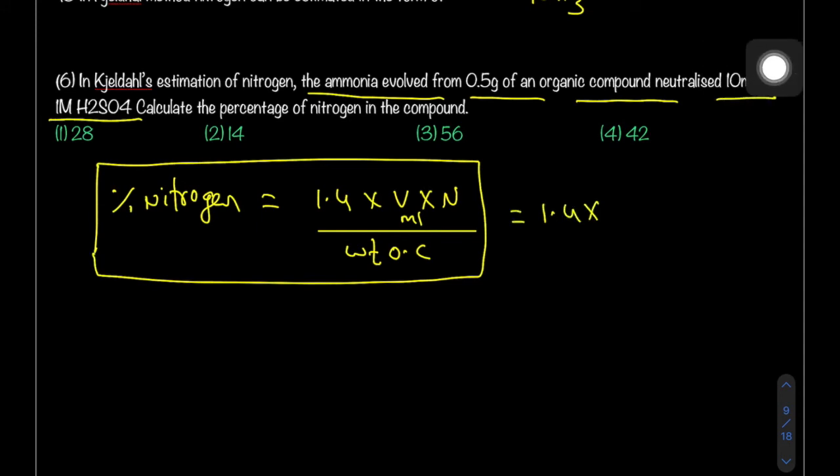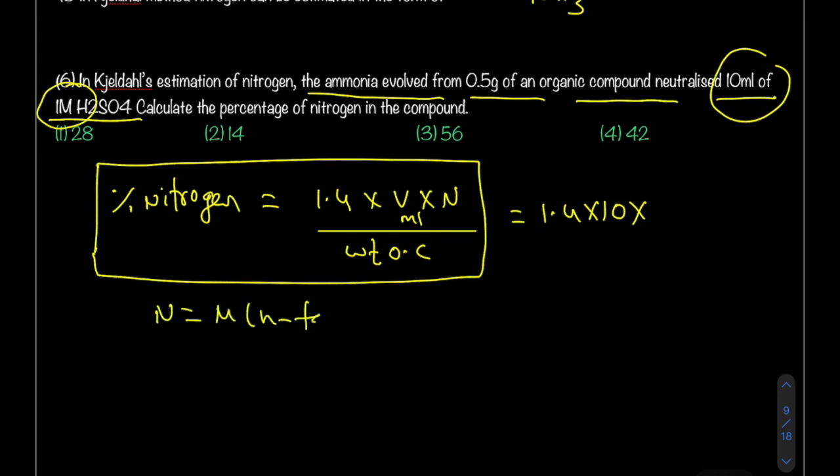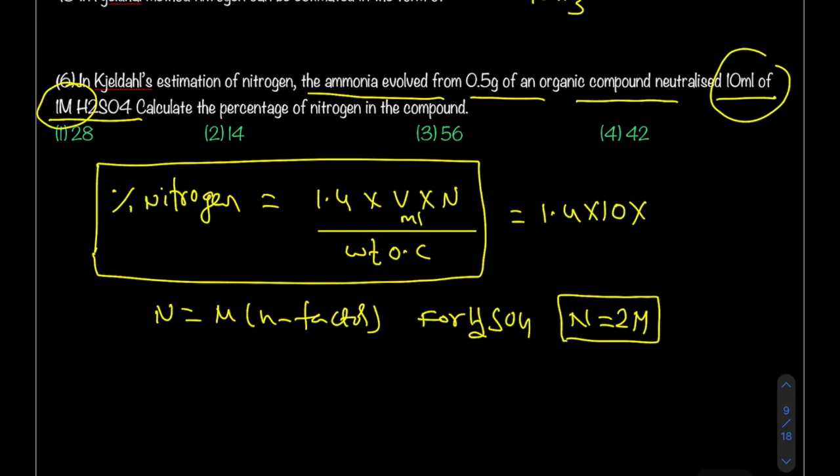Now, what is the volume of acid here? 10 ml. Now what is the normality? Here sulfuric acid molarity is given. Do you know sulfuric acid is a dibasic acid? So we know normality is equal to molarity into n factor. So for sulfuric acid, normality will be 2 times the molarity. Now the molarity is 1, so normality should be 2, double.